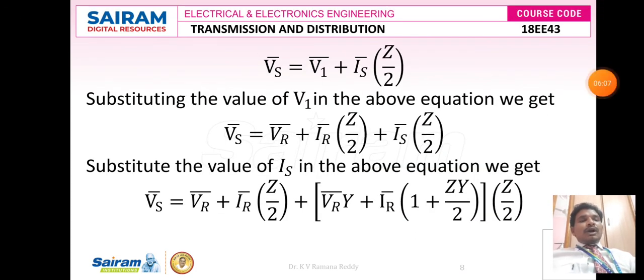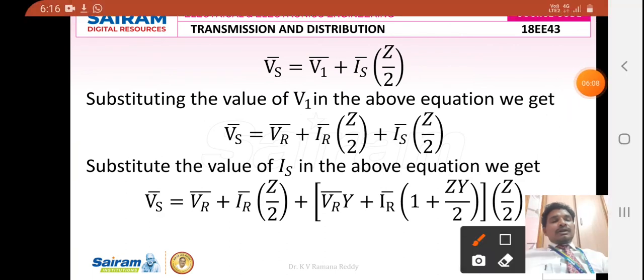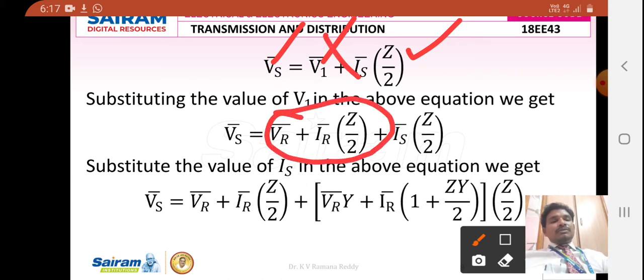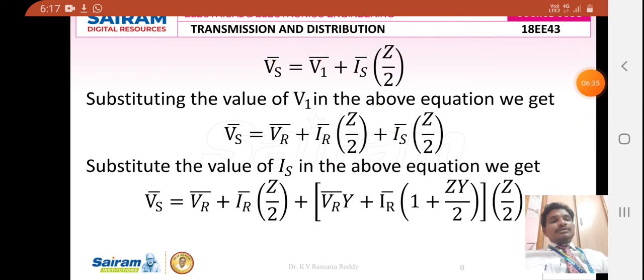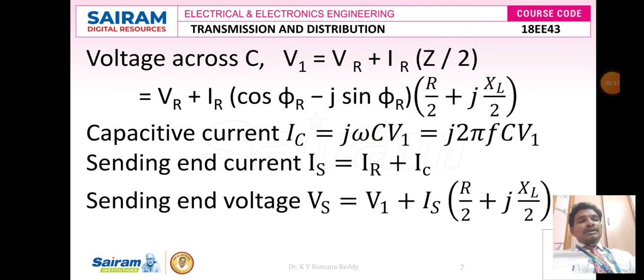Next, the vector component of the sending end voltage Vs bar is equal to the vector component of the capacitor voltage, that is V1 bar, plus IS bar into Z/2, that is the first half of the segment voltage drop. Then substituting the value of V1 in the above equation, we get Vs bar is equal to VR bar, that means V1 bar is nothing but VR bar, plus IR bar into Z bar/2. Therefore, we substituted and got the overall equation like this.